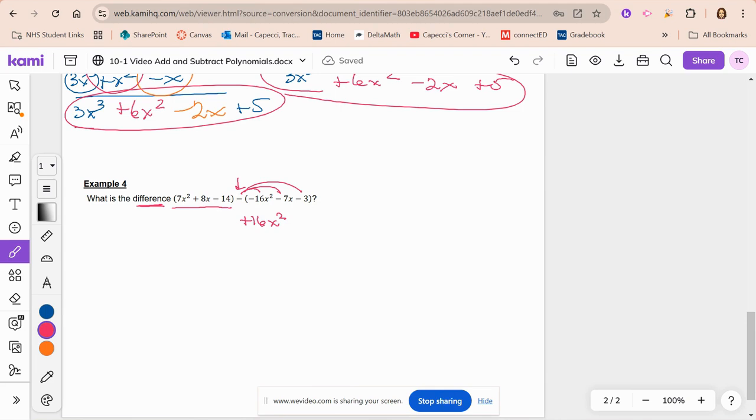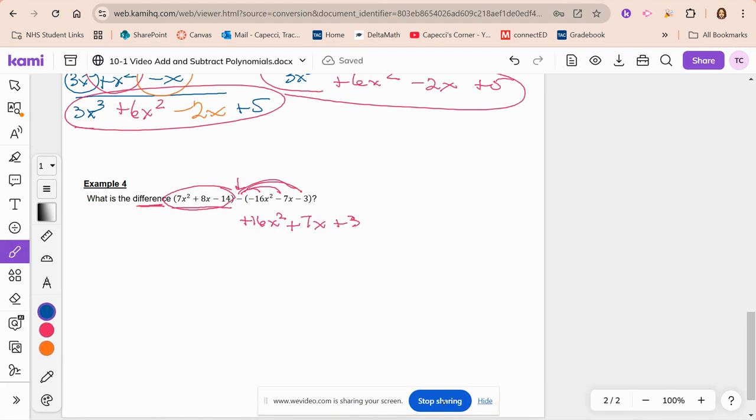Now remember, when we're multiplying something by a negative number, we're simply changing the sign. So negative times a negative 7x, negative 7x, now we're going to have a plus 7x. Negative again times a negative gives me plus 3. If you want to write this polynomial, you can. Otherwise, you can just combine.